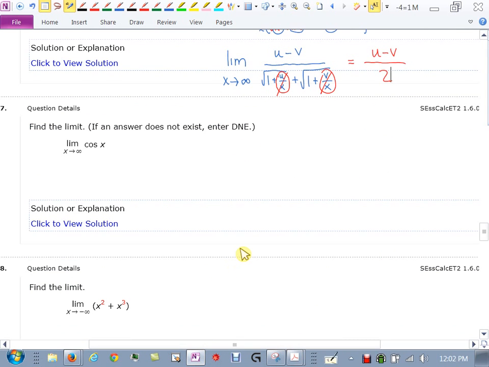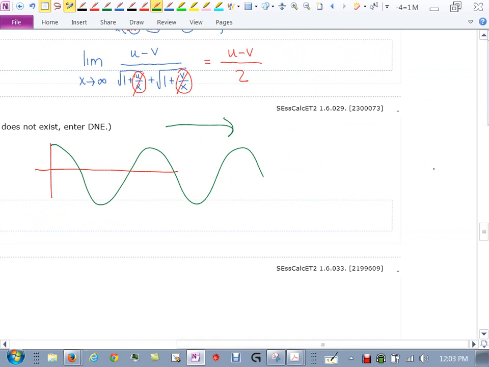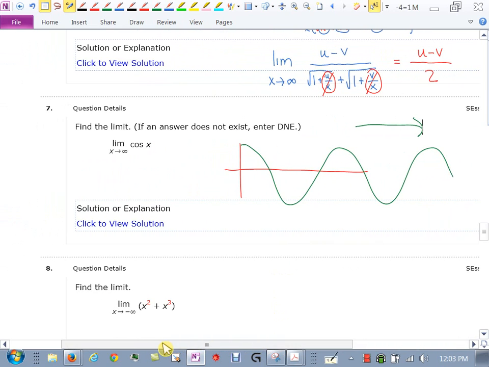All right, what about this limit? Find the limit, x goes to infinity, cosine x. This one's pretty straightforward. Cosine looks like this. And as we go out to infinity, our graph's going up and down, oscillating. It's never approaching a specific value. And since it oscillates and does not go to a specific value, the answer is does not exist.